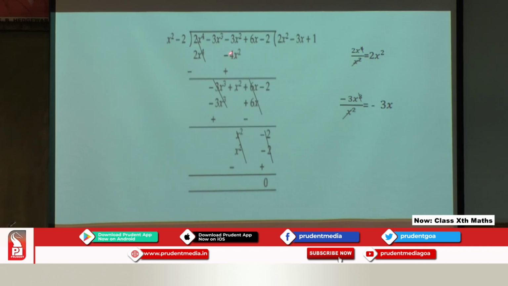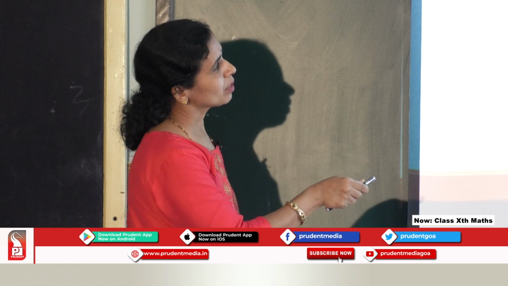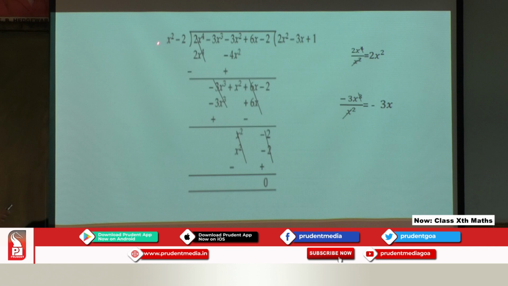After simplification, 4 minus 3 is 1 x square, but the greater number has a positive sign, so plus x square. Again 6x and minus 2 brought down. Now next step, we again divide the first term of the dividend by the first term of the divisor. The first term of the dividend is minus 3x cube, divided by x square. Cancelling, we got minus 3x. This minus 3x is the second term of the quotient.